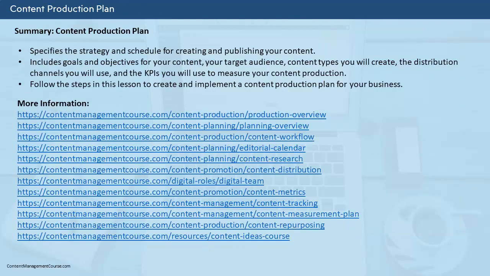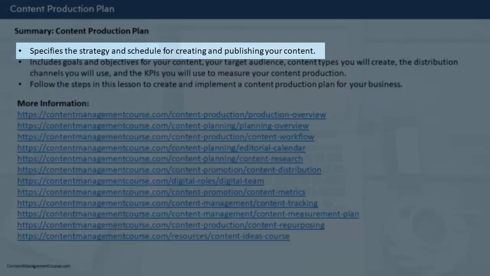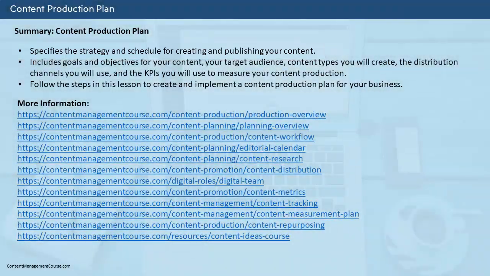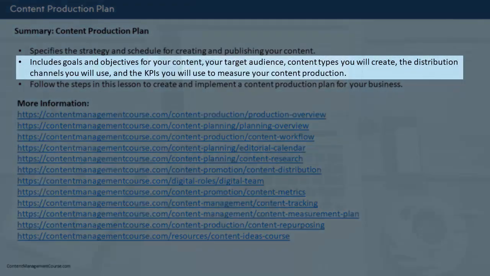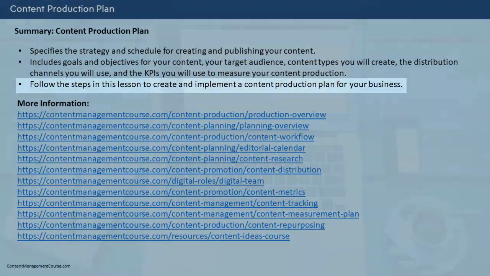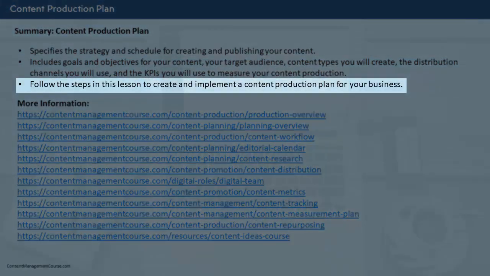So, in summary, a content production plan specifies the strategy and schedule for creating and publishing your content, and it typically includes the goals and objectives for your content, information about your target audience, the content types that you will create, your distribution channels, and the KPIs that will be used to measure the success of your content production efforts. Follow the steps discussed in this lesson to create and implement a content production plan for your business.